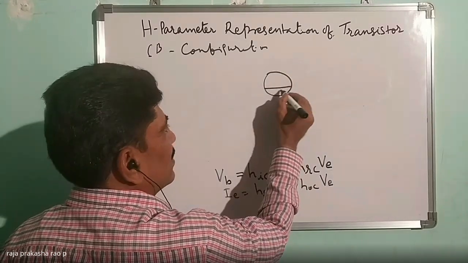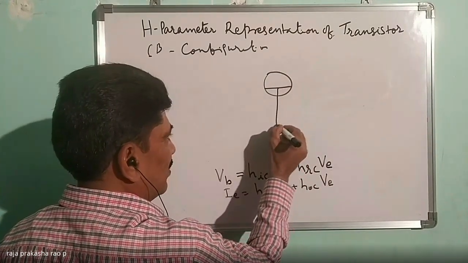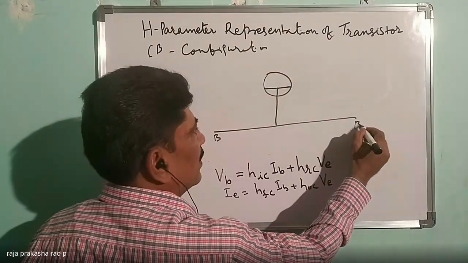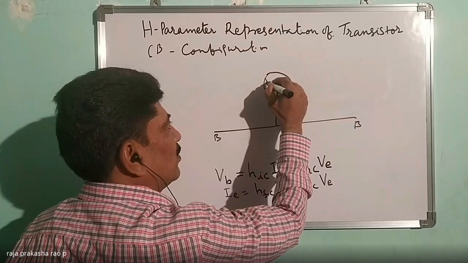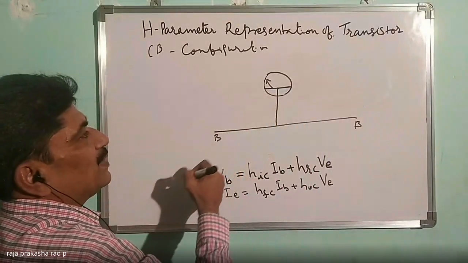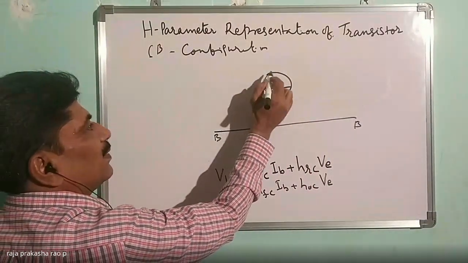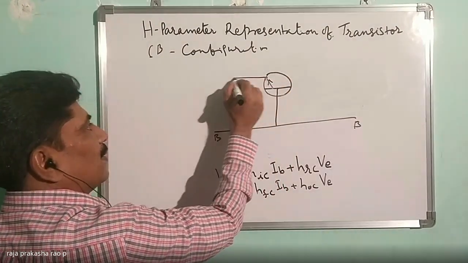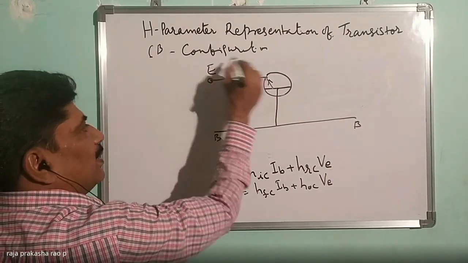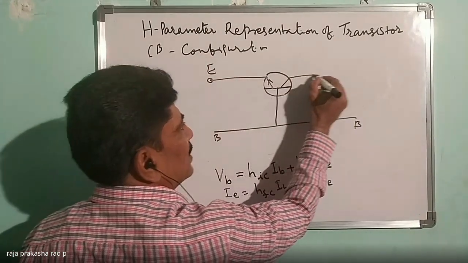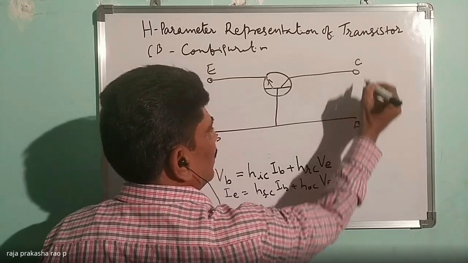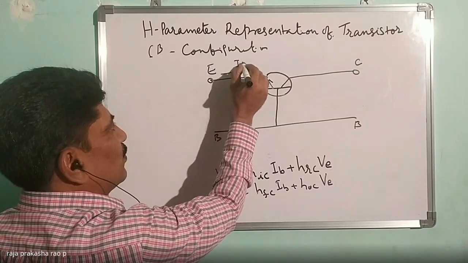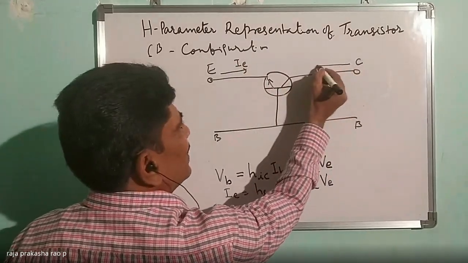For this common base, I should take base like this. This is base, common base. And the direction of this current will be from base to emitter. Base to emitter. And another one is collector. So current is IE, which flows into the network, and here IC.